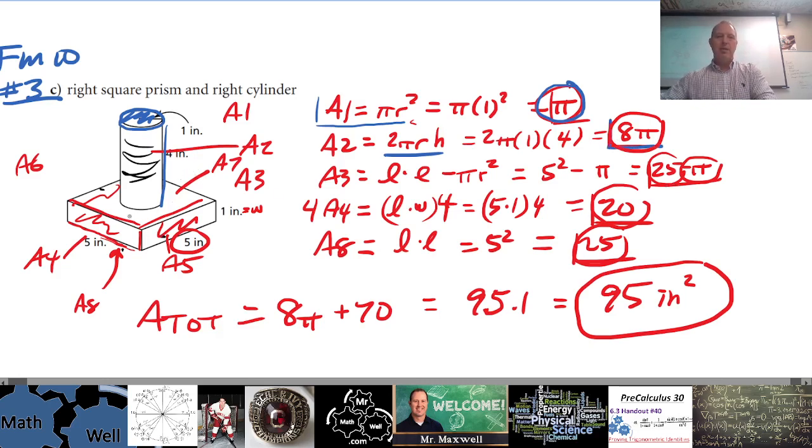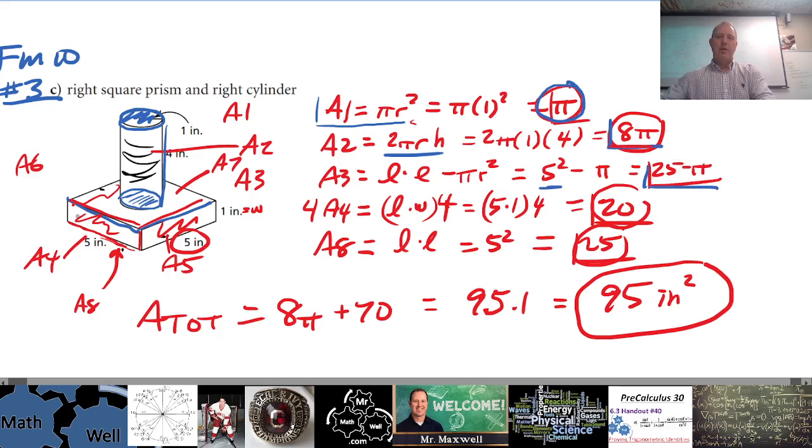The top of this is the tricky part. It's a big square, 5 by 5, so that's what we have here, 5 by 5. But then you have to subtract the circle that's covering it. So this is covering the top, and you have to take that area away from the big square. And so that's going to be 5 squared, 25 minus pi. So 25 minus pi here.